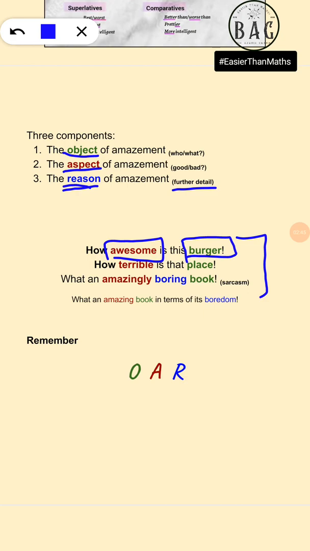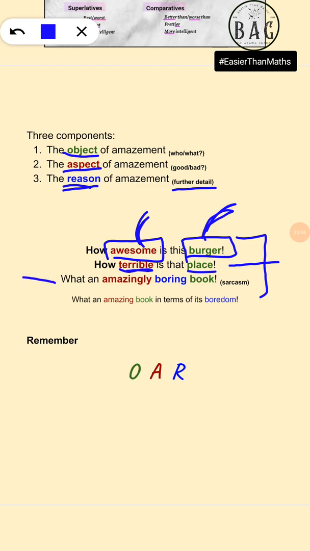Okay, now this burger is going to be the object of amazement, and this word awesome is the aspect of amazement. So is it good or is it bad? Over here we can see clearly that it is good. Let's look at the second sentence. How terrible is this place, or how terrible is that place? Once again, the object of amazement is the place, and this is the negative aspect. Okay, so how bad or how terrible it is. And here, once again, we do not have the reason of amazement in this sentence, but of course, it will be needed. Okay, further details: what is it that makes that place terrible? Is it the humidity, or the weather, or is it too stormy, or is it infested with, I don't know, clouds or whatever? Okay, so what makes that place terrible?